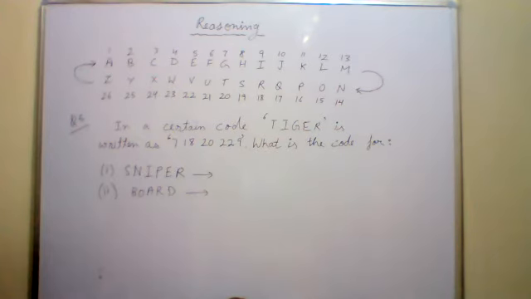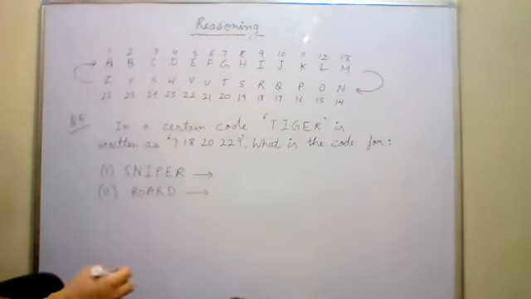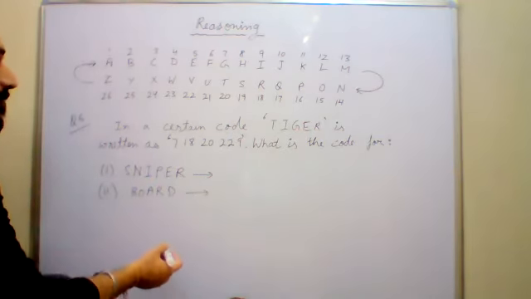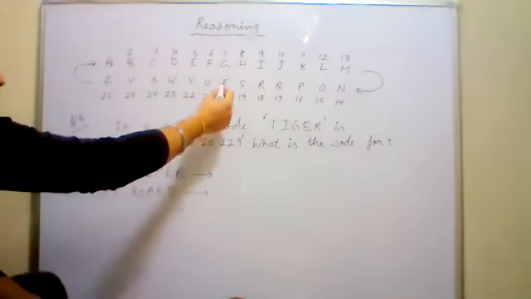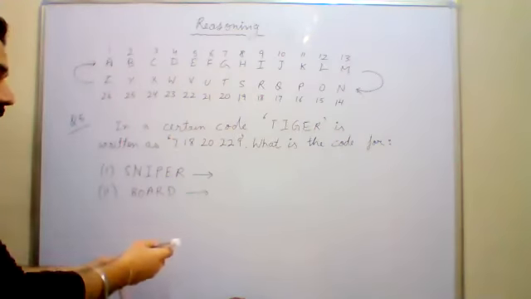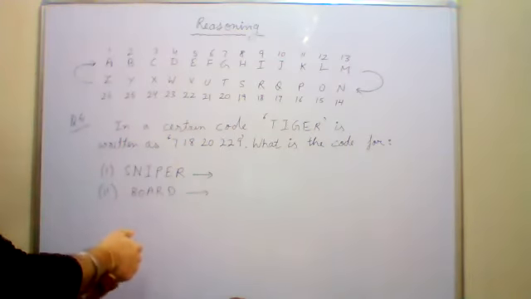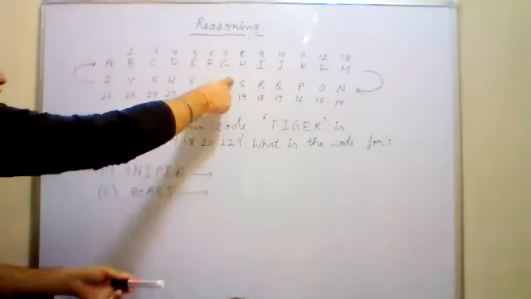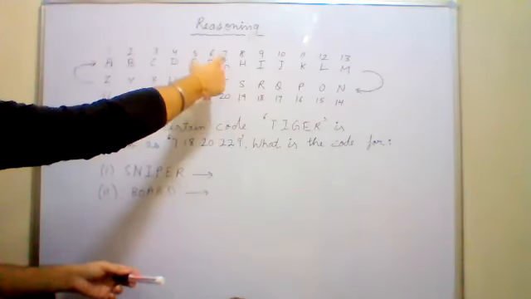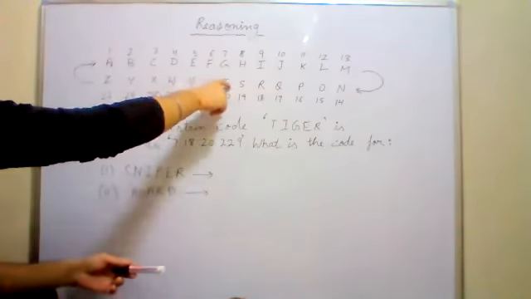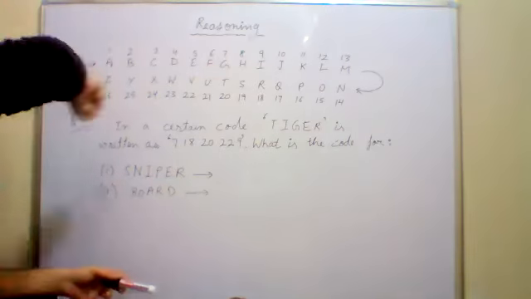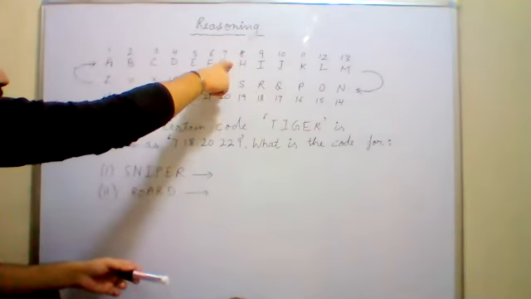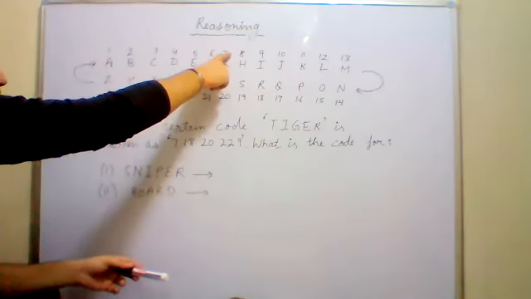Okay, so I'm telling you this one. So what is this? Here you have to look at the opposite letter of t and write its number. Very simple. What is the opposite letter of t? It is g. And what is the number for g? It is 7.